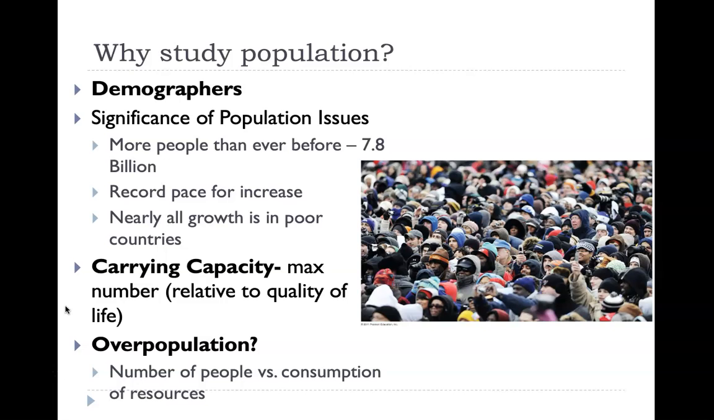Speaking of resources, we need to compare resources to population, and then we will get something called overpopulation, right? And that's the number of people versus the consumption of resources. So overpopulation is when the resources do not match the number of people. And let's talk about our resources. Resources can be food, can be water, can be energy, it can be land, it can be any number of things, but those would be the big things that we're looking at.